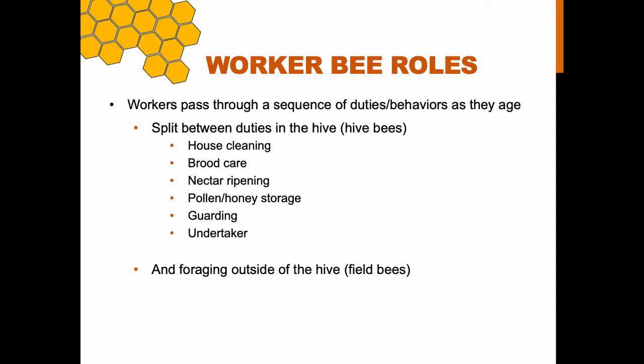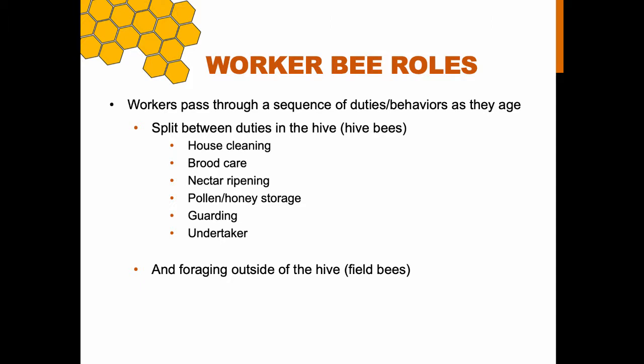In general, though, we can split these duties between two major groups. You have what we call hive bees, and we have field bees. Hive bees are those that basically work inside the hive. This is where there's a lot of different jobs. Hive bees are house cleaners. They take care of the brood. They ripen the nectar into honey. They are in charge of honey and pollen storage, guarding. There are bees called undertaker bees, which do exactly what you think. They collect dead bees and throw them out of the hive.